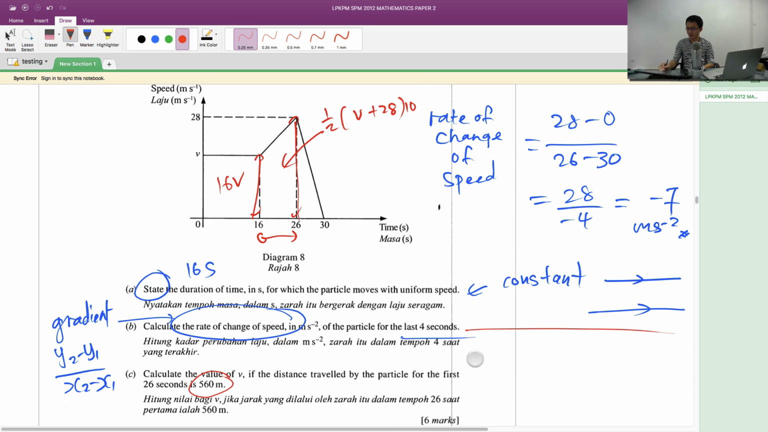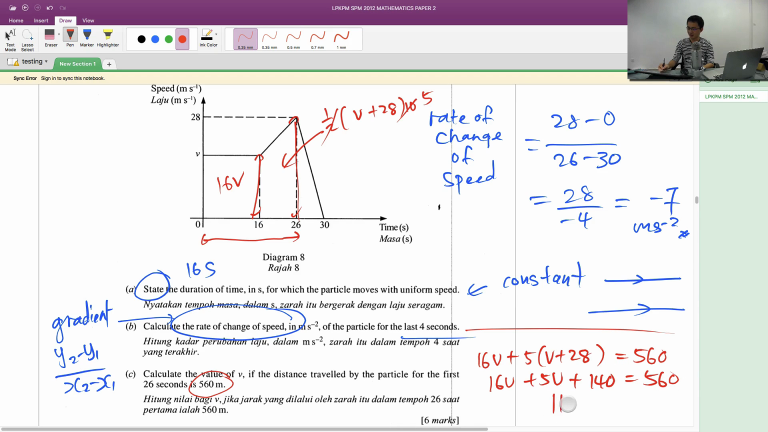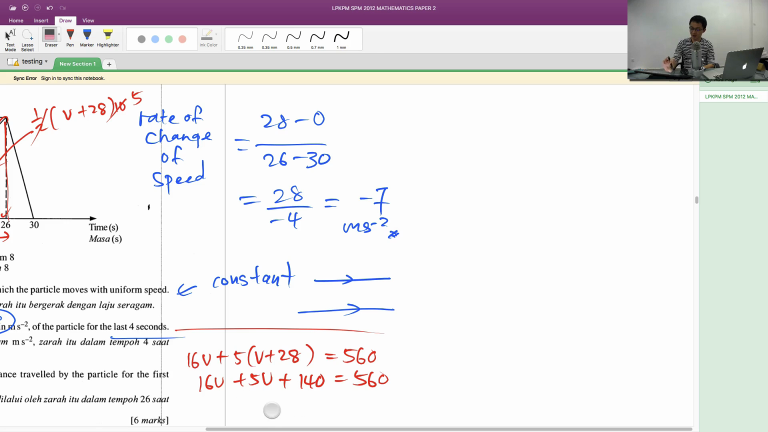So I will write here 16v plus, this one half and 10 I simplified, left 5. So 5 times v plus 28 equals 560, because this is the total area for the first 26 seconds. Alright, so I solve the simple equation. 16v plus 5v plus 140 equals 560. This is 21v. 140 I move to the other side, it becomes minus 140, so you get 420.